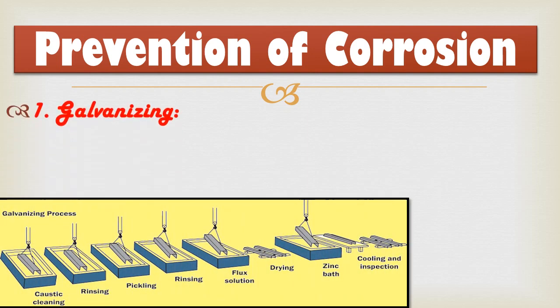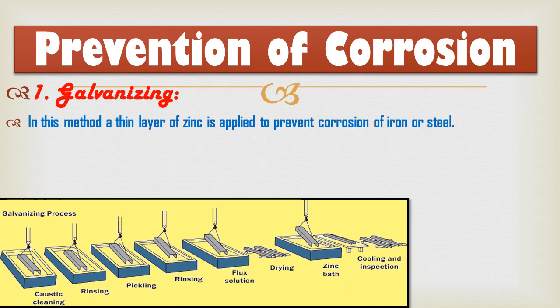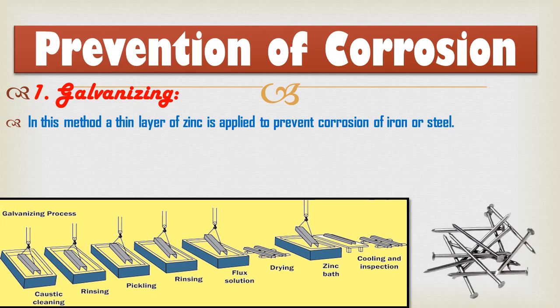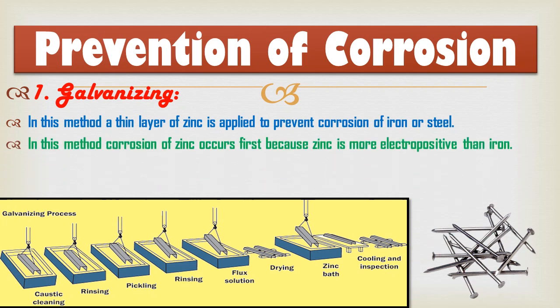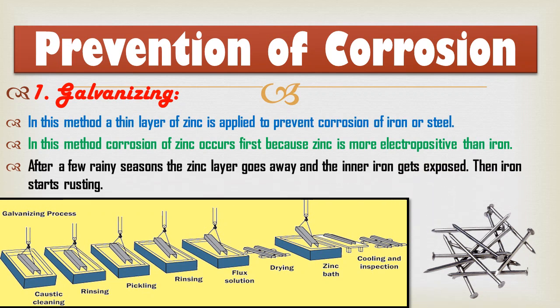So the first method is galvanizing. Students, what is this? In this method, a thin layer of zinc, which is a non-corrodible metal, is applied to prevent corrosion of iron or steel, for example shining iron nails, pins, etc. In this method, corrosion of zinc occurs first because zinc is more electropositive than iron. Electropositive means it can easily donate its valence electrons to attain the noble gas configuration, or just to attain stability. And after a few rainy seasons, the zinc layer goes away and the inner iron gets exposed, then the iron starts rusting.